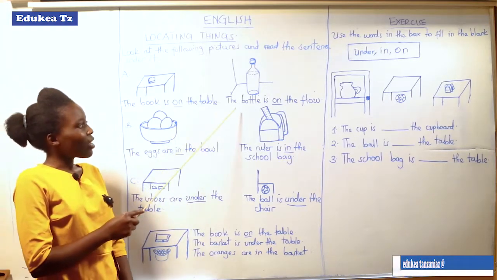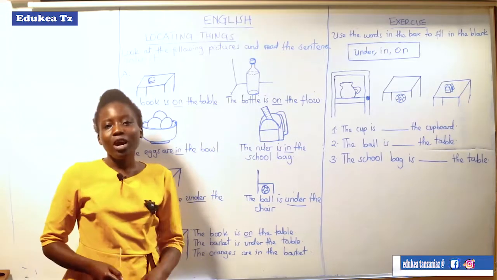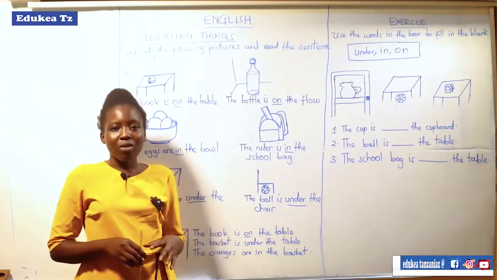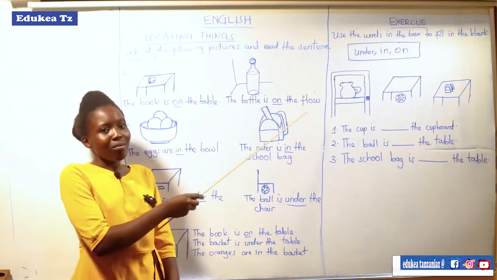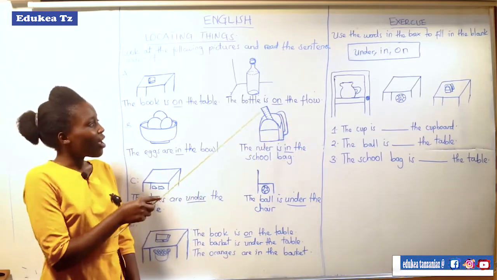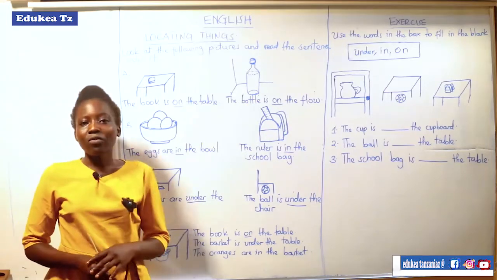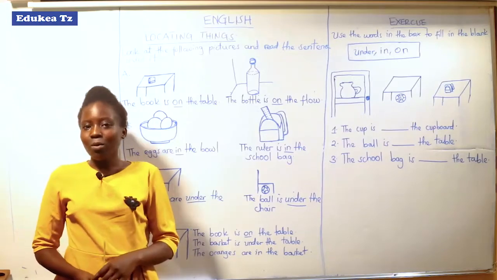And the second one says that the bottle is on the floor. This bottle has been put on the floor. So we say that the bottle is on the floor. The main thing you are considering here is on, because the bottle has been put on the floor and the textbook, or book, has been put on the table.